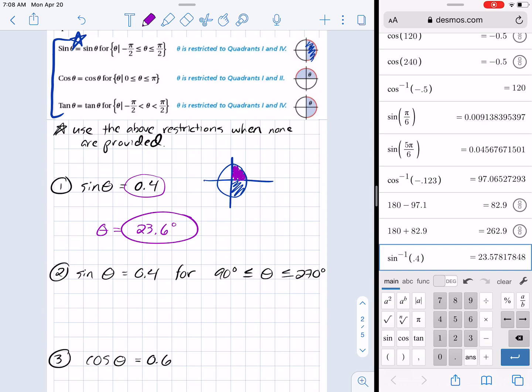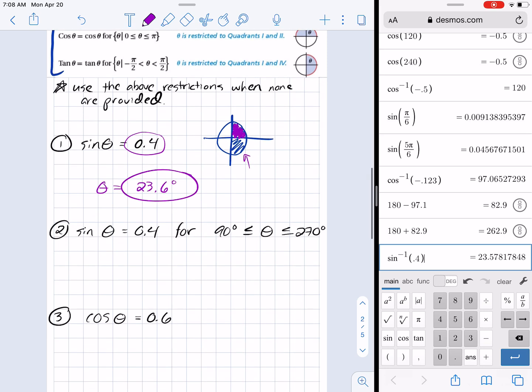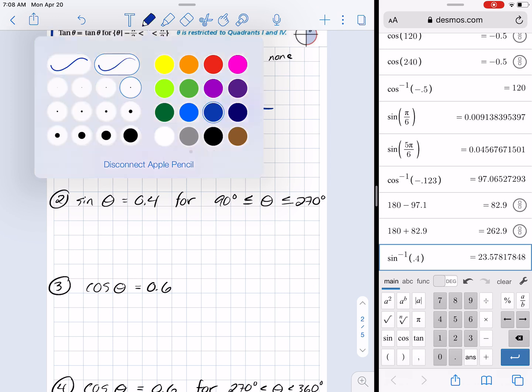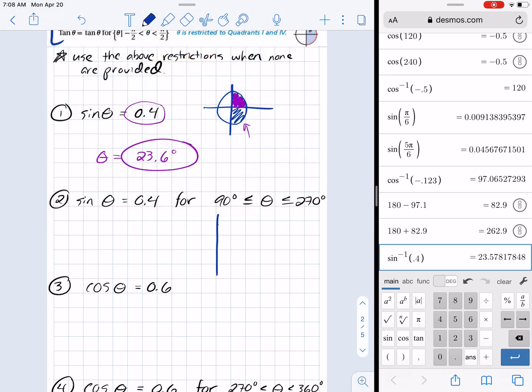Okay, we're not going to use quadrant 4 because the ratio here is positive. If you went down here in quadrant 4, that would mean you're using a negative sine ratio. Right, for number 2, it's now restricting. If it gives you the domain restrictions, you're not going to use the ones up above. You're going to use the ones that the problem is restricting the domain to. So now the domain is restricted to greater than 90 and less than 270.